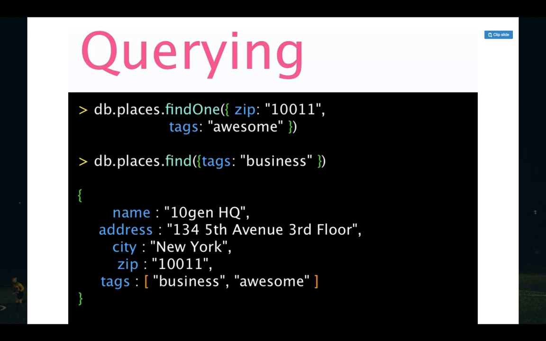When we need to get multiple documents from our MongoDB, at that time we will write dot find and pass our where clause. We need to find using tags as business. So this will give us back all the documents in which tags contains business. I think up to this everything is clear.